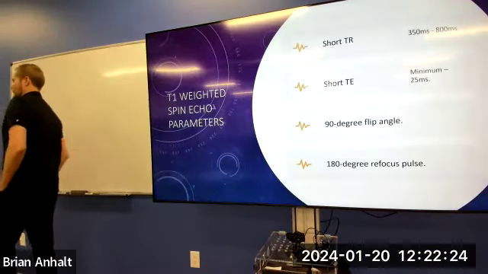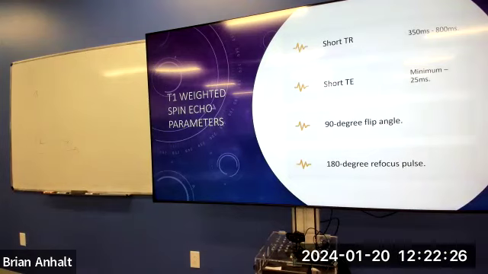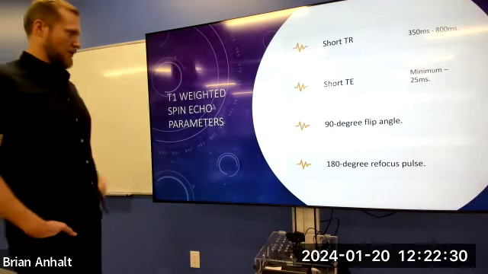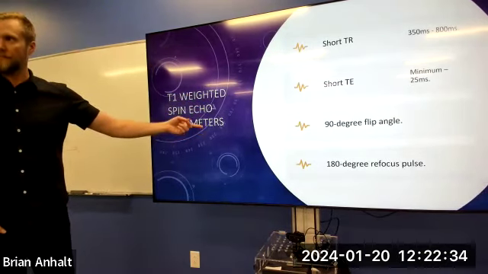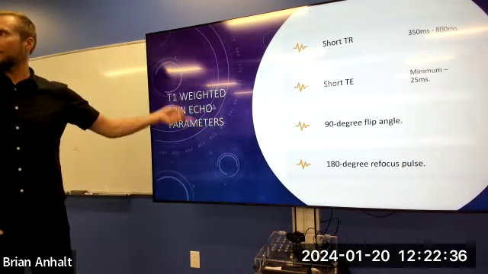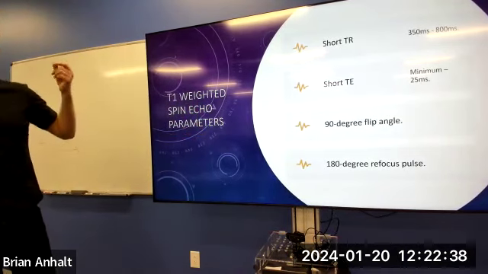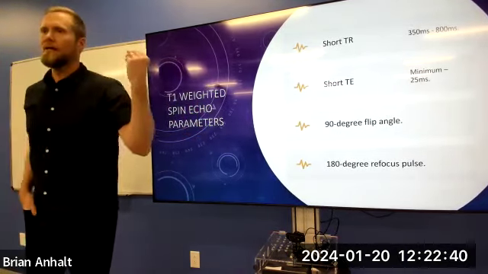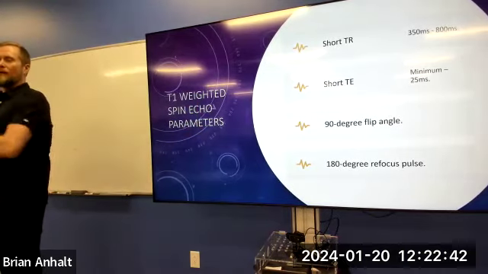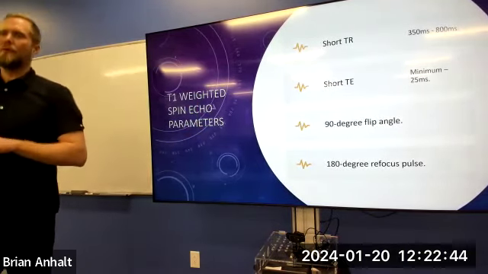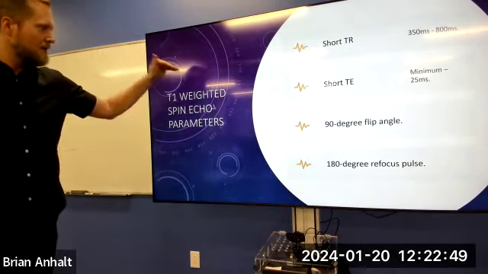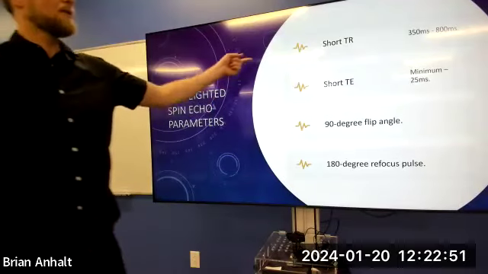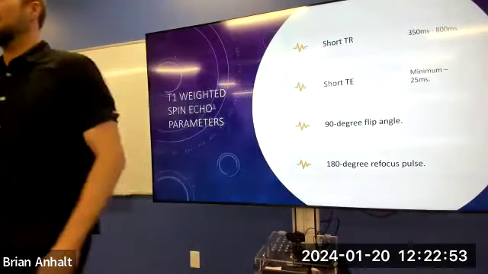Do what you need to do to memorize these ranges for now. TR. A short TR for T1 weighted spin echo sequences. Remember, we are talking about spin echo pulse sequence. The spin echo pulse sequence has a 90-degree followed by 180 followed by an echo. These are spin echo type pulse sequences. We're going to talk about a gradient echo sequence in a little bit, but spin echo T1 weighted parameters, short TR about 350 milliseconds to 800.